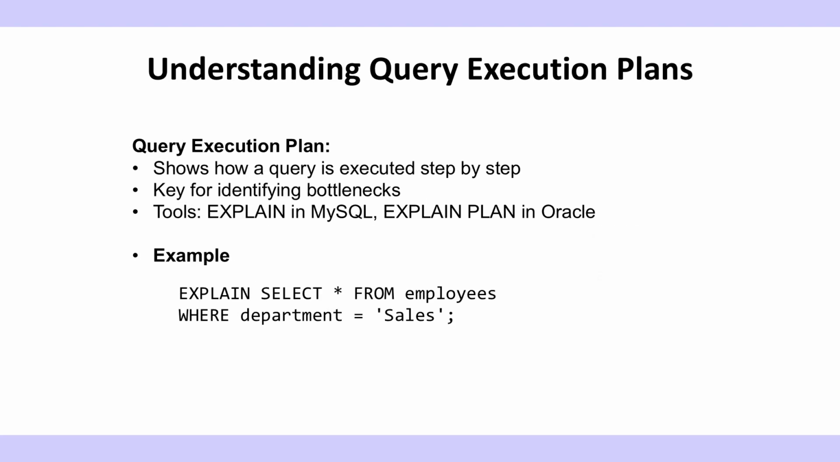A query execution plan shows how SQL processes your query step by step. It helps you identify bottlenecks by showing you whether full table scans, index scans, or sorts are being used. Tools like Explain in MySQL or Explain Plan in Oracle are essential for query optimization. For example, this query provides a breakdown of the query execution process.